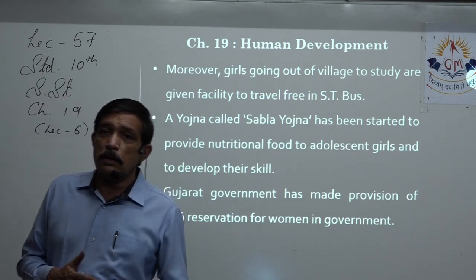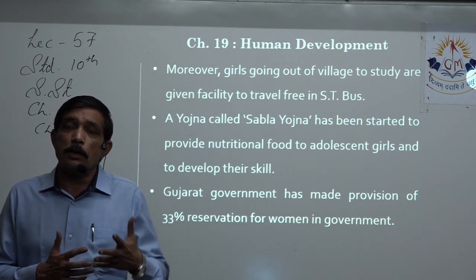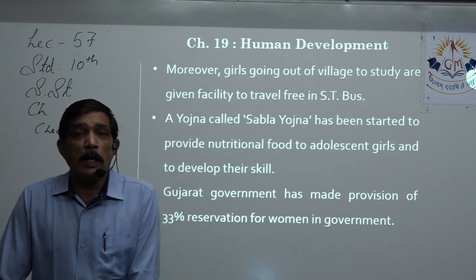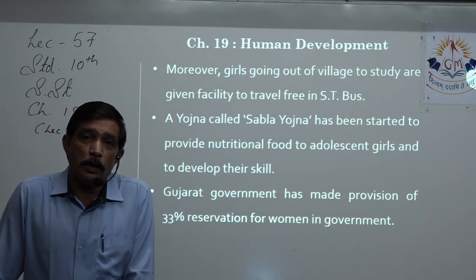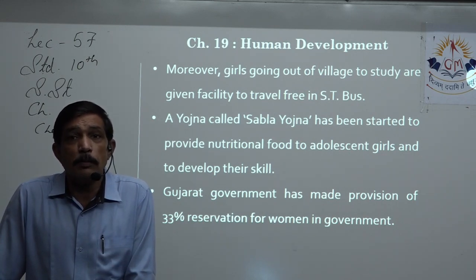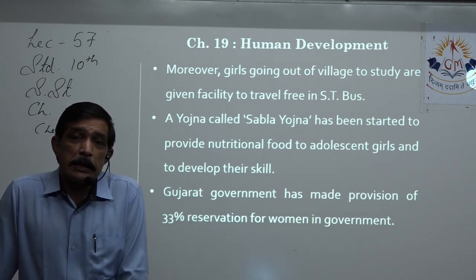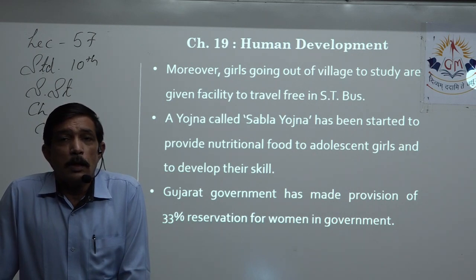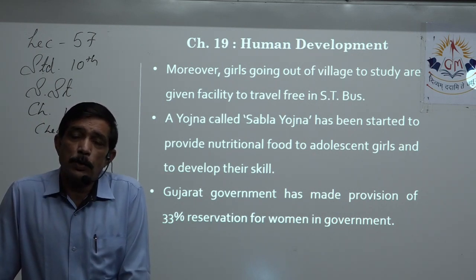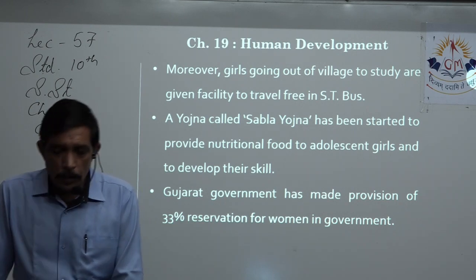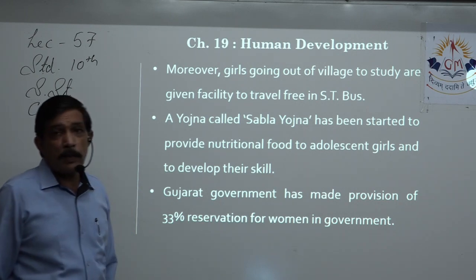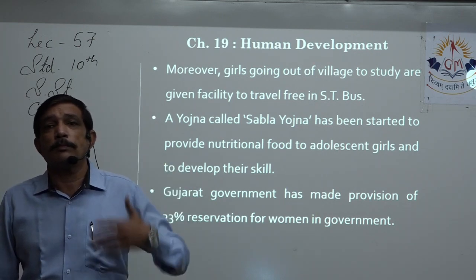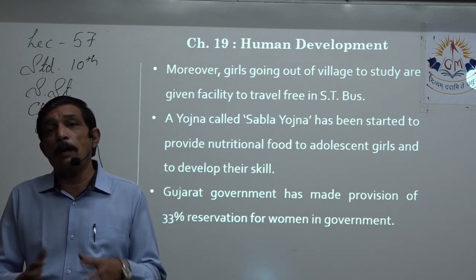Now, adolescent girls, when they come of age, because their hormones are increasing in the body, they start growing, boys and girls both, in this period. But society has a tendency to give nutritious food to boys, so nutritious food is given less to girls by the families, right? So Sabla Yojana is to provide nutritional food to adolescent girls and to develop their skills. This is given so that when they get married, they are healthy, and so they will bear a healthy child, right?